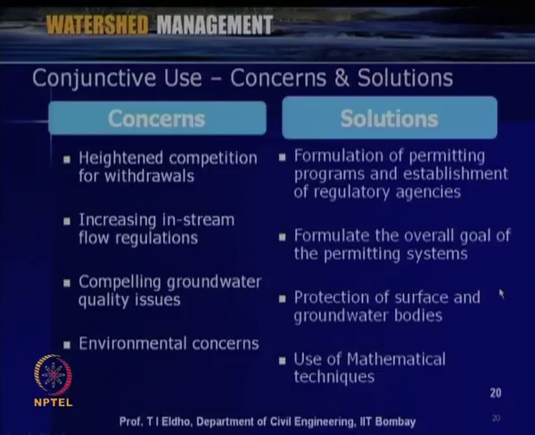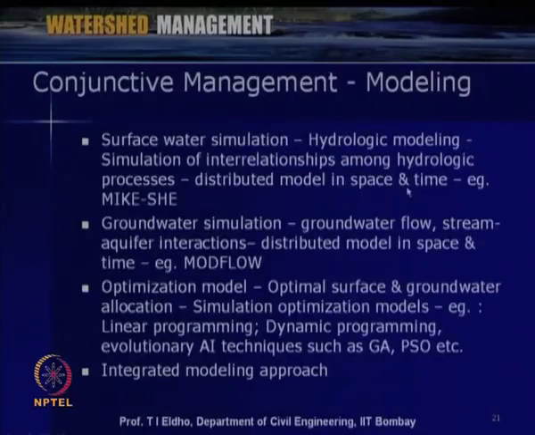We can find out appropriate plans, implement them, and then find the appropriate measures. As we discussed, modeling always helps in conjunctive management. If surface water is concerned, we can go for surface water simulation using hydrologic modeling, simulating the interrelationships among various hydrological processes. We can go for distributed or lumped models in space and time. For example, available models like MIKE SHE or other models can be utilized.